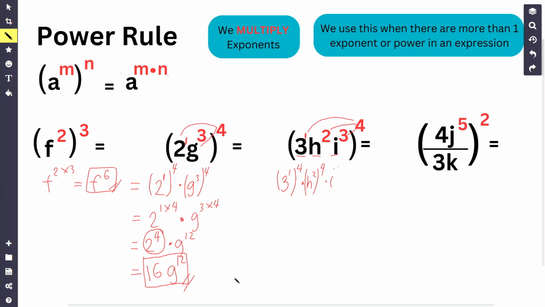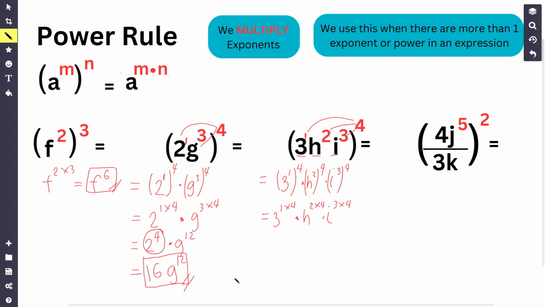Sorry about that. Okay, this is a power of 3 and then we raise it to 4. So again, following the power rule, what do we do again in the power rule? We multiply exponents. So we will have here 3 raised to 1 times 4, and then multiply with h raised to 2 times 4, and then we also have i raised to 3 times 4.